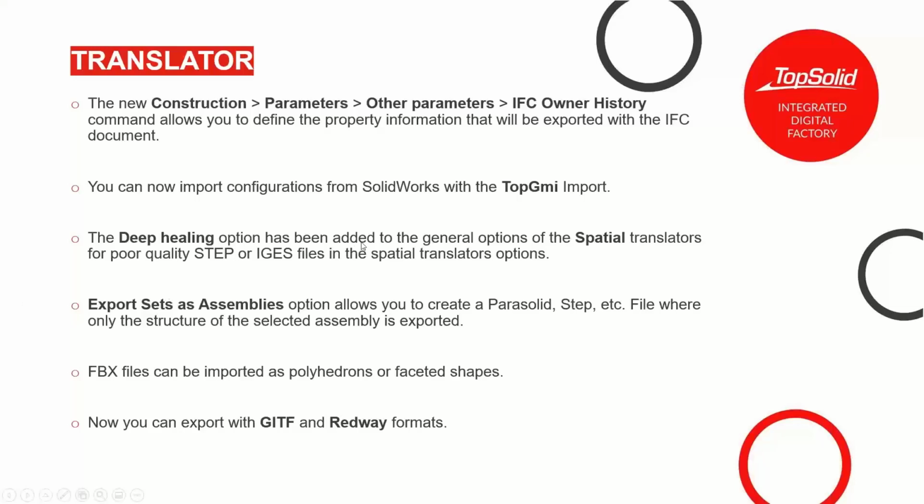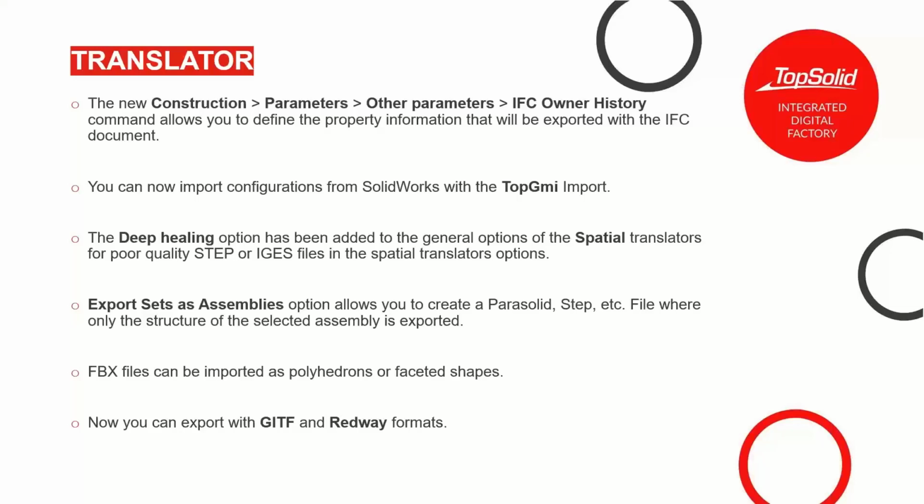The deep peeling option has been added to the general options of the spatial translators for poor quality STEP or IGES files. You'll find this within the spatial translator options. You can turn it on if you need to. If you get some STEP or IGES files from older software that do a bad job, we'll say, you can go and try and turn on this option to correct that.